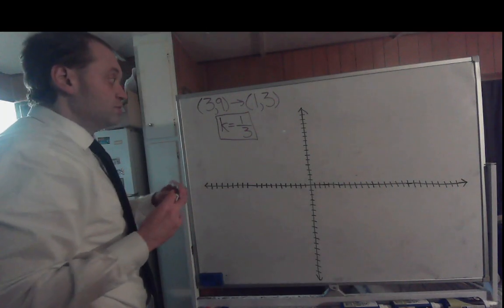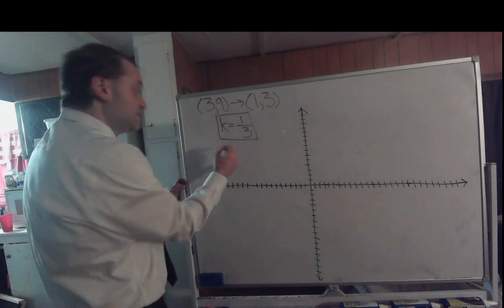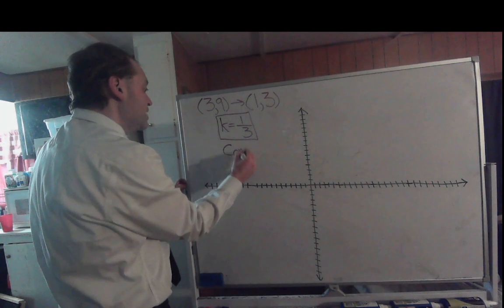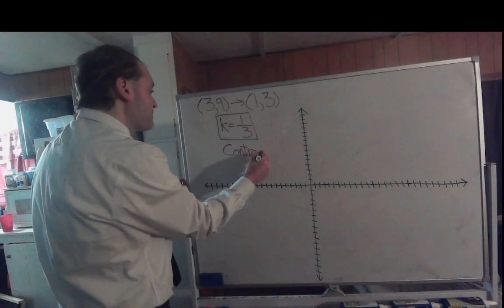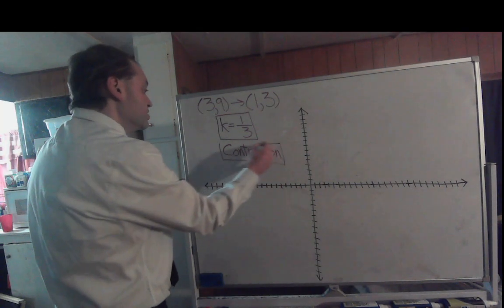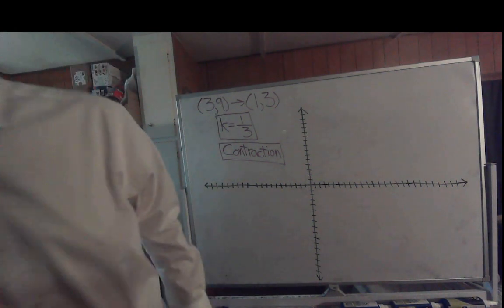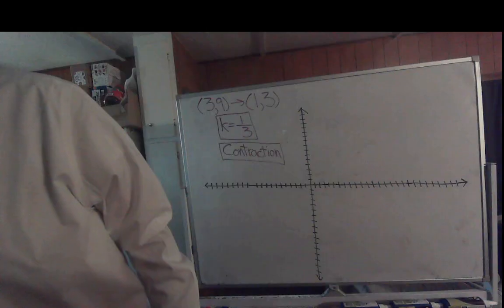Now, the absolute value of K is less than 1. What is it this time? This is a contraction. It's contracting. So this one would be a contraction. All right, I have about 3 more.